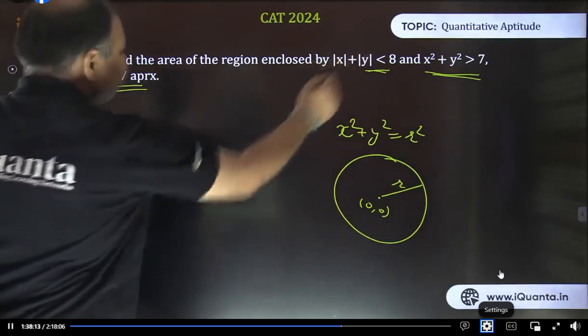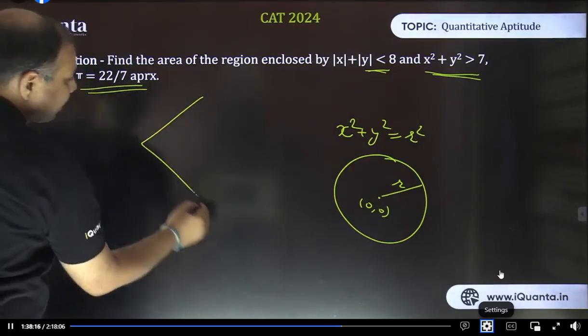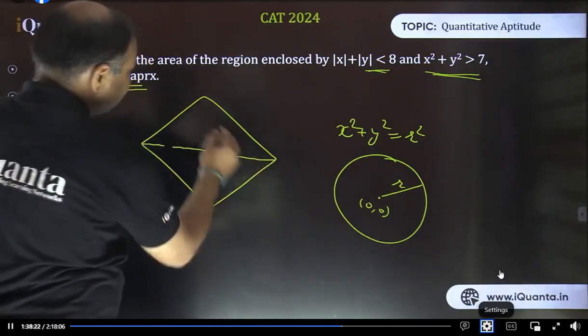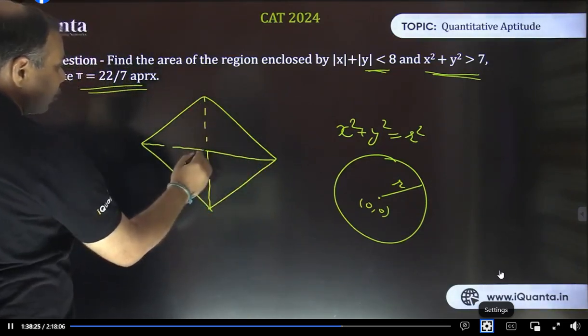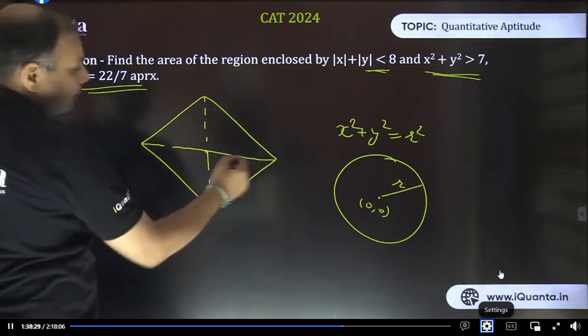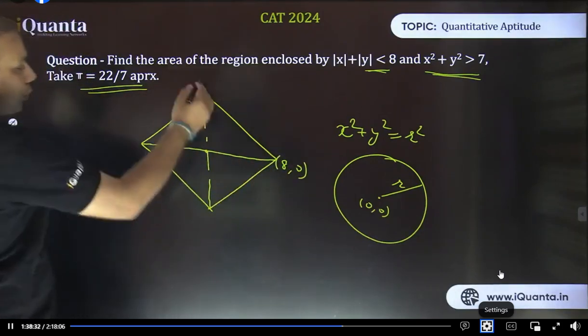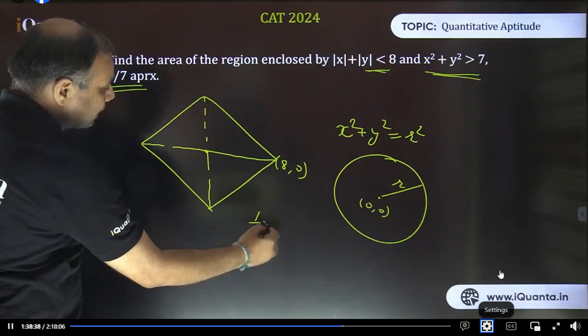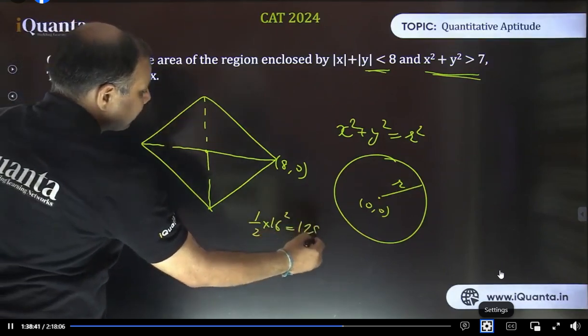So mod x plus mod y is less than 8. This graph is a square or a diamond shape whose center is the origin. The points are 8, 0, 0, 8, minus 8, 0, and so on. So this area you can easily find out. This is 16, 16, so area is half of 16 square, which is 128. Okay, that is one point.